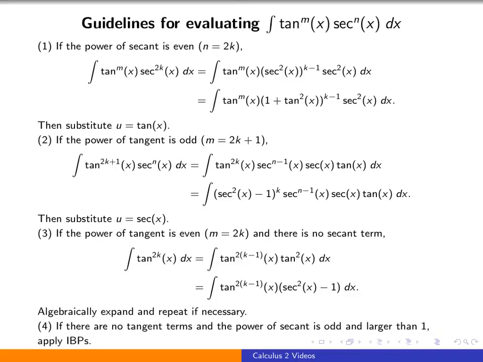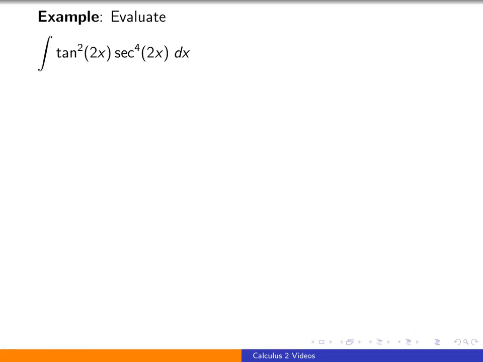In terms of evaluating tangent to a power, secant to a power, the methods used are outlined here. I will let you read through them, where I've included them purely for the sake of completeness. Now what we're going to do is investigate 3 examples that illustrate parts 1, 2, and 3 in that exact order, so we'll see exactly how we can use these techniques.